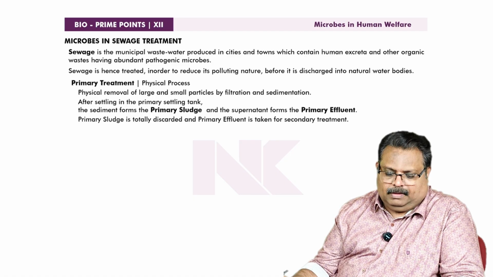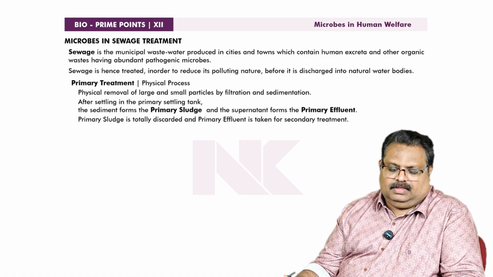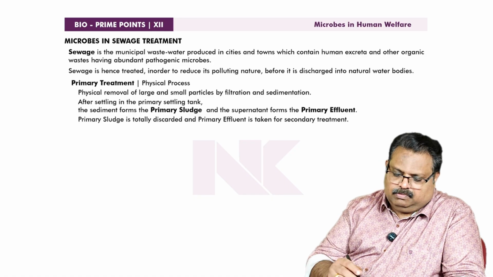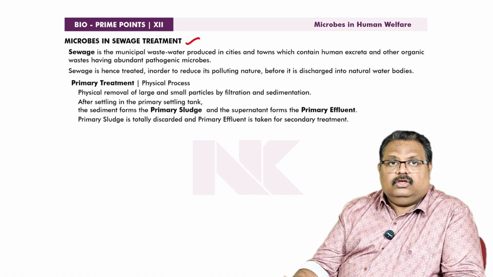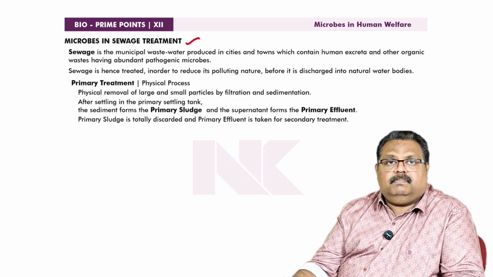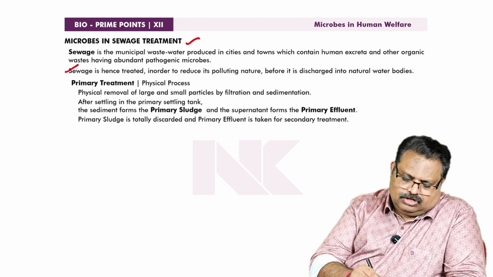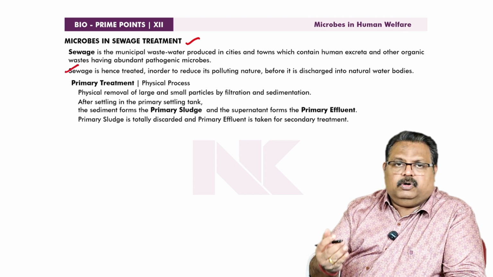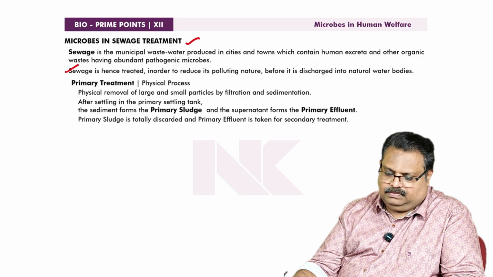Another important prime point in the microbes is the microbes used in sewage treatment. Sewage is the municipal wastewater produced in cities and towns which contain human excreta and other organic waste which are having abundant pathogenic microbes, highly polluting. The sewage is hence treated in order to reduce its polluting nature before it is discharged into natural water bodies.